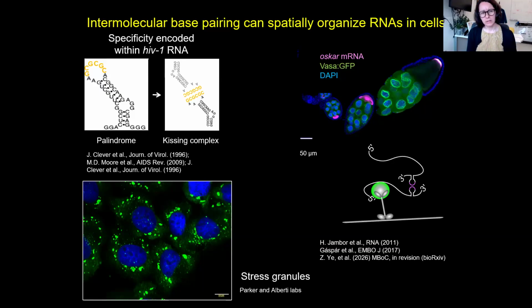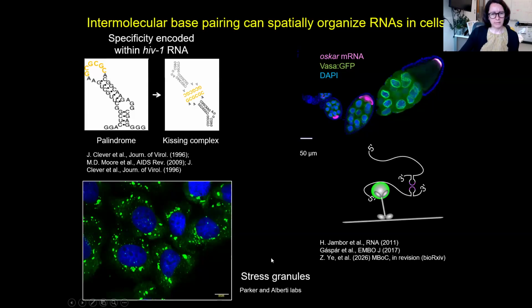And so, as I said, this is prevalent in RNA viruses, but we don't really know much about it in eukaryotes. However, there are a few examples. In Drosophila, an RNA called oskar uses this type of interaction to become localized at the posterior tip of the developing oocytes, and I'll tell you a little bit more about it later on. And more recently, particularly the Parker and Alberti labs showed that intermolecular base pairing plays important roles in the formation and condensation of RNA granules, stress granules in particular.